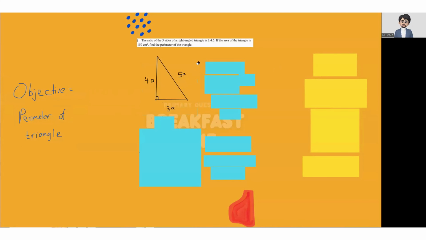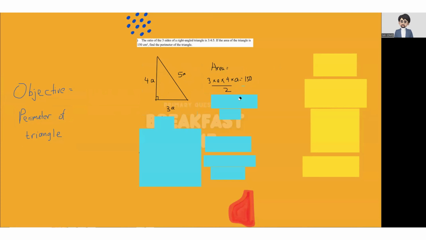The ratio is 3 to 4 to 5. So this is 3A, 4A, 5A. Why is this 5A? Because the longest side must be opposite the right angle of the triangle. So we know the area is 150. So this is 3A times 4A divided by 2.